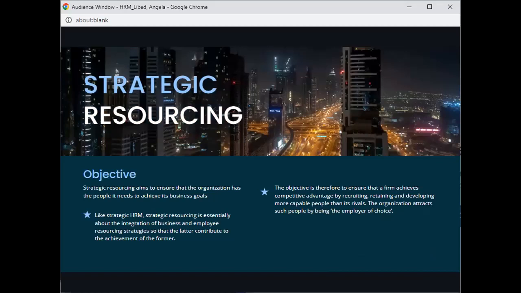So, ito yung right people for the right job. For example, you have an accounting firm. Syempre, mag-hire ka ng mga accountant, graduate na accountant, or CPA passers. Also, the objective is therefore to ensure that a firm achieves competitive advantage by recruiting, retaining, and developing more capable people than its rivals. The organization attracts such people by being the employer of choice.